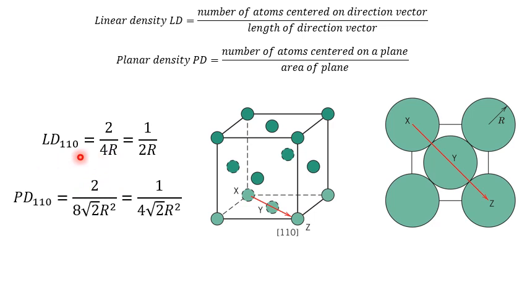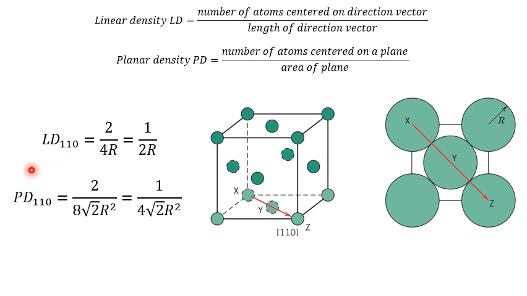Thus the linear density is the number of atoms in a certain direction divided by the length of the direction. The length of the vector in terms of R is 4R for this direction. In FCC for the 110 direction, the linear density is 2 divided by 4R, or 1 divided by 2R.